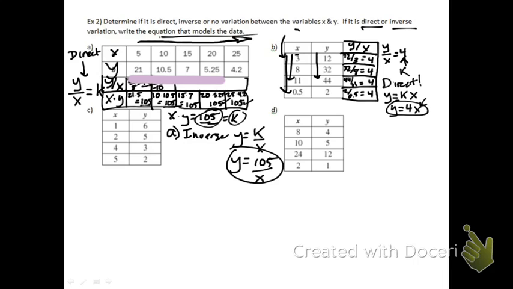I think you guys should be able to try C and D. Hopefully you have an idea of what's going on here. Just be careful. Make sure when you check the quotient or the product of x and y, you check it all the way through. There might be one pair of values, x and y, that mess you up.